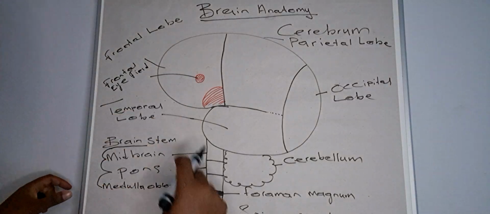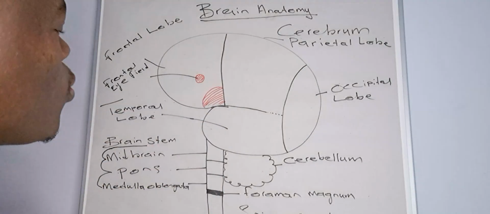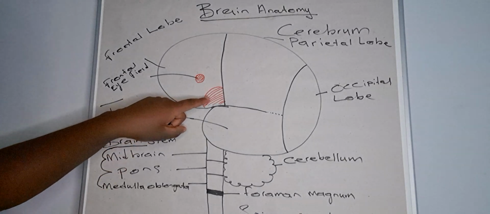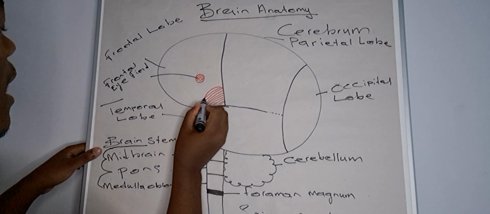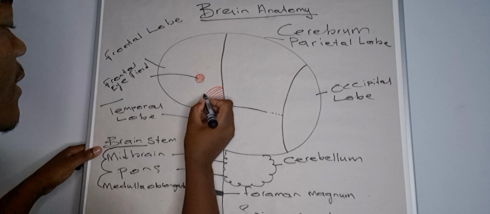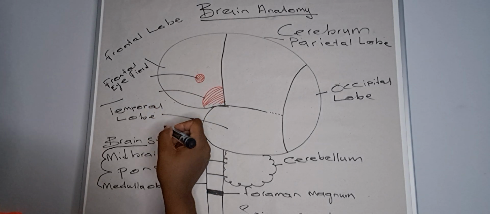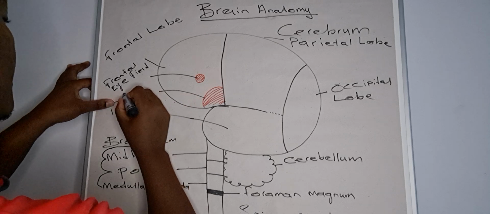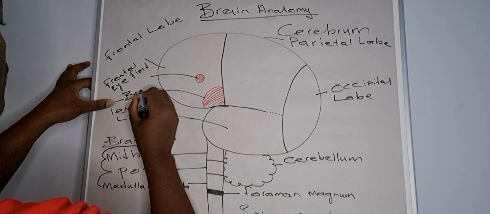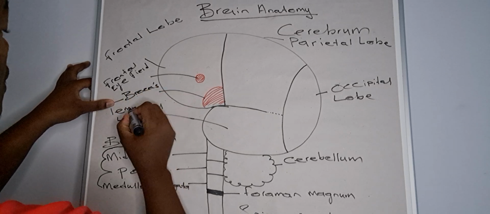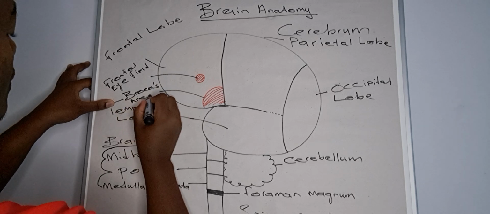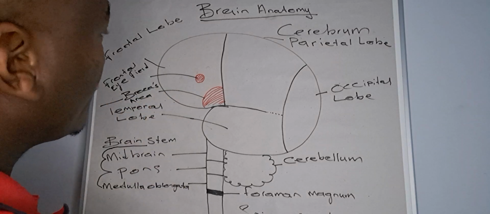What is this one? This is your Broca's area. The name of this is your Broca's. I will tell you the function of this in this particular lecture. I will not leave you like that. Broca's area, right.